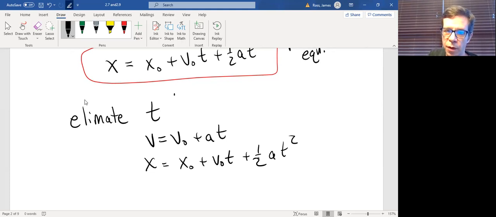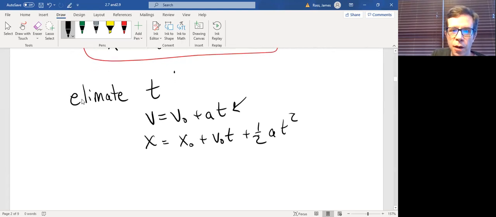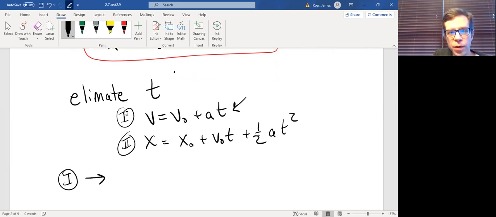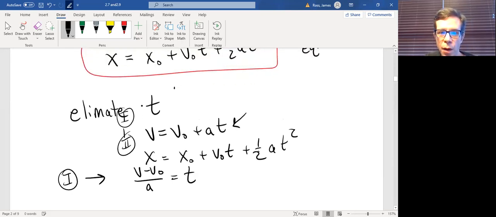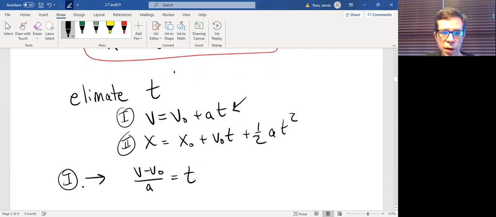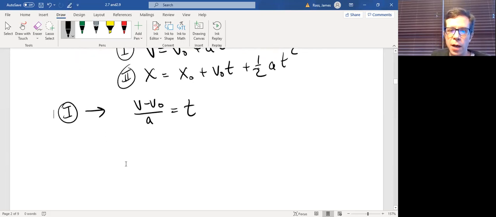I guess you just have to solve this one for t. It's going to be too complicated the other way, right? So let's take equation 1 here and solve for t. If we solve equation 1 for t, we'll have (v minus v naught) over a is equal to t. So now I can take that and sub it into equation 2.